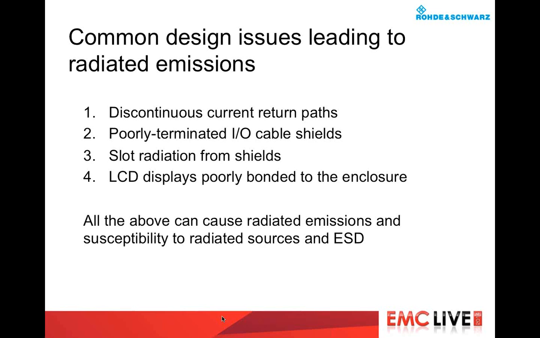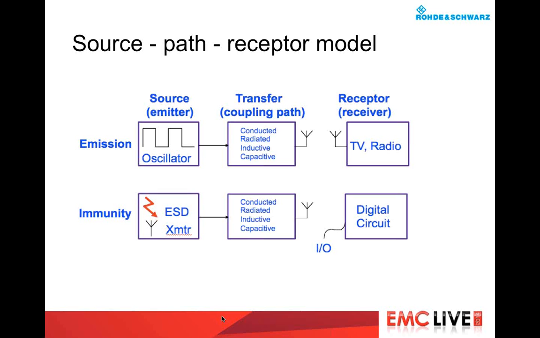When I'm doing my own troubleshooting, I like to refer to a source-path-receptor model that I just keep in mind. There's a model for emissions and a model for immunity. Taking the emissions as an example, we have some kind of energy source and a coupling path for that energy, either through conducted, radiated, inductive, or capacitive coupling. And then that gets coupled to some kind of antenna structure, and that typically causes your radiated emissions.